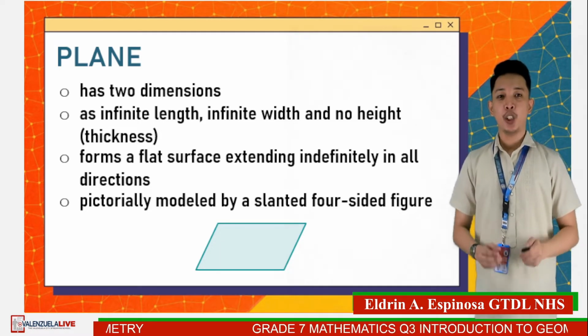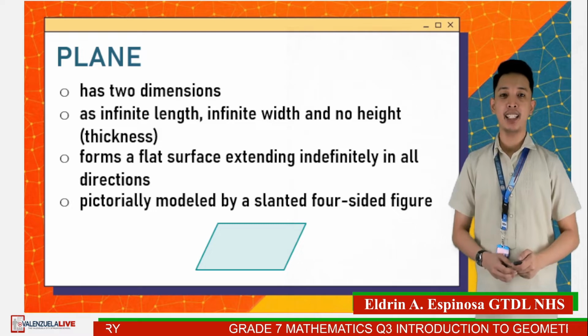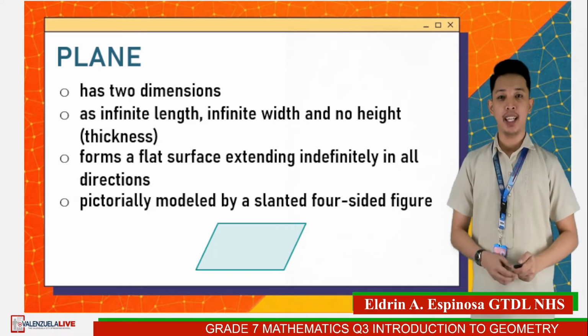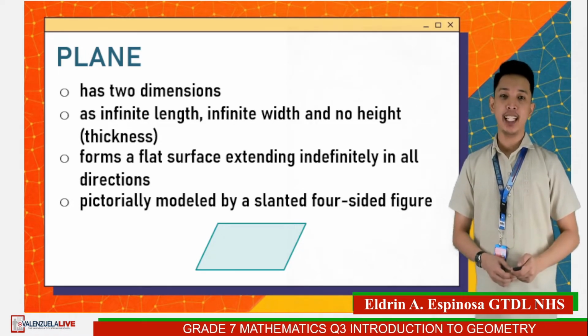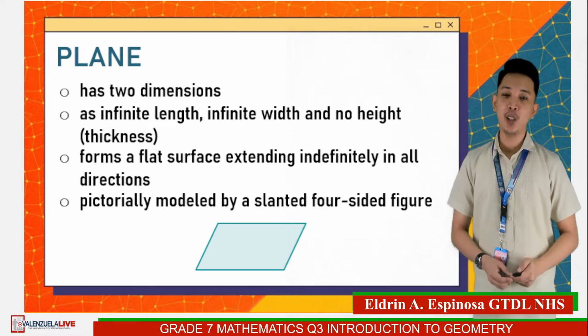Take note of this. For any 3 points not on the same line, there is actually one plane. You can use 3 points that are not on the same line to name a plane.